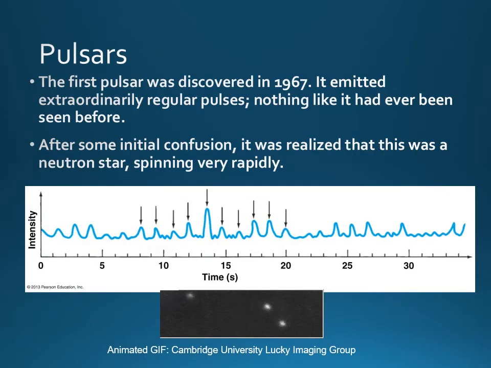The first pulsar was discovered in 1967. It emitted extraordinarily regular pulses. Nothing like it had ever been seen before. After some initial confusion, it was nicknamed LGM for Little Green Men. It was realized that it was a neutron star spinning very rapidly.